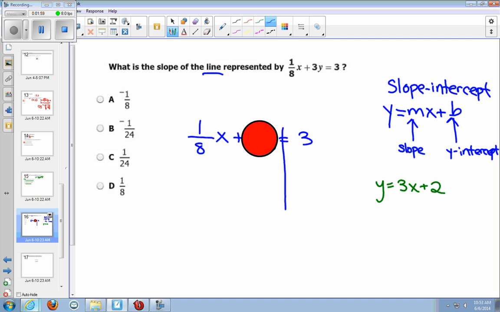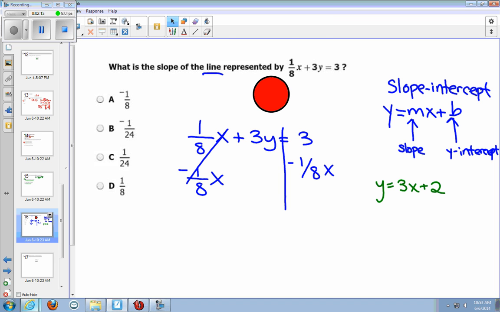I need to get rid of a positive 1/8 x. So when I move that to the other side, the opposite operation is subtraction. So I subtract 1/8 x from both sides. Which leaves me with 3y equals, when I rewrite the other side of the equation, I want to make sure that the term with the x, or the linear term, is written first, according to slope-intercept form. So I'm going to write the negative 1/8 x first, and then I'm going to drop down a plus 3.